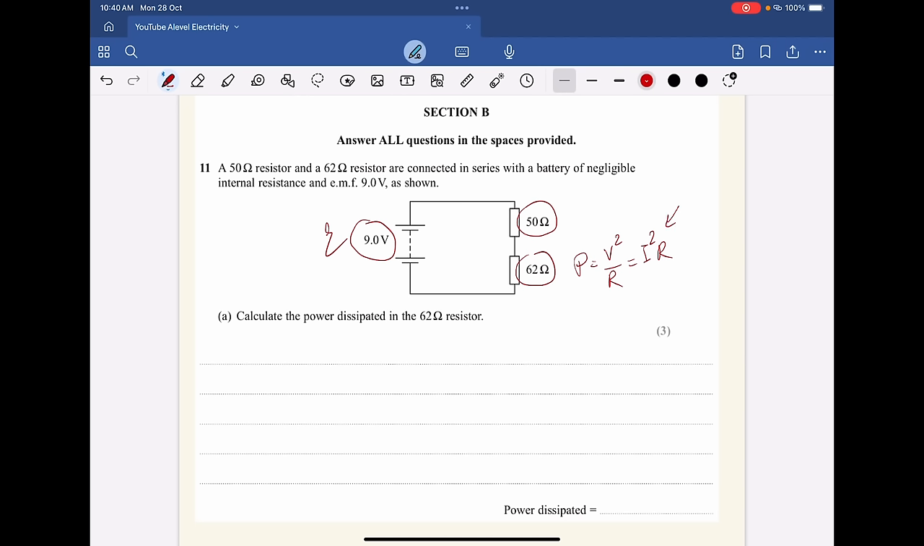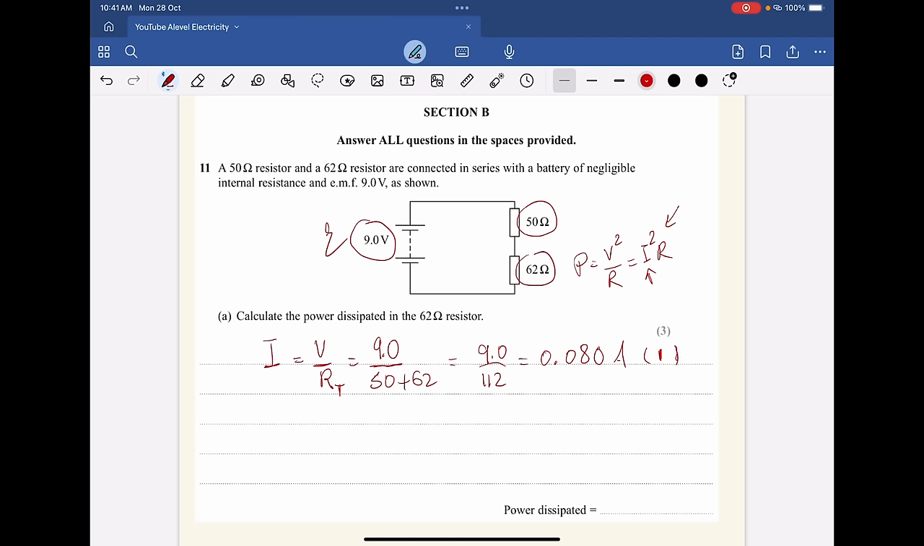I'm going to use I squared R, but I don't have the value of the electric current. No worries, because it is an electric circuit. I equals the total voltage divided by the total resistance. So 9 volt divided by these two resistors connected in series, R1 50 plus R2 62. So 9 divided by 112 will give us 0.080 ampere. I think I will get 1 mark here out of 3.